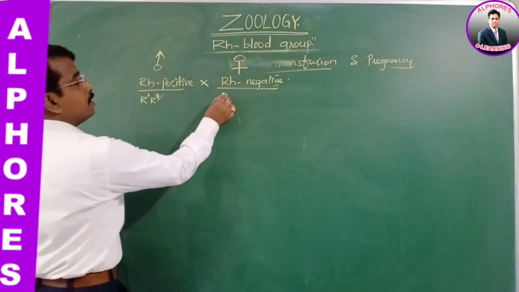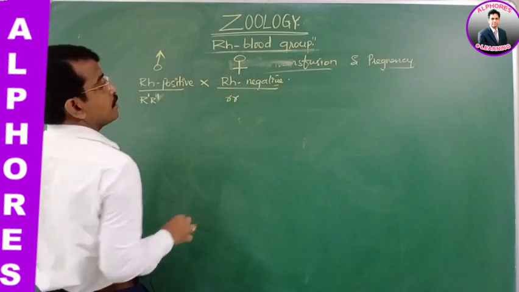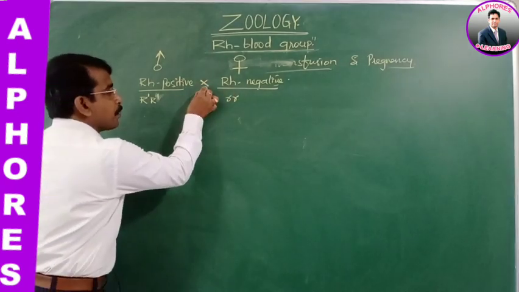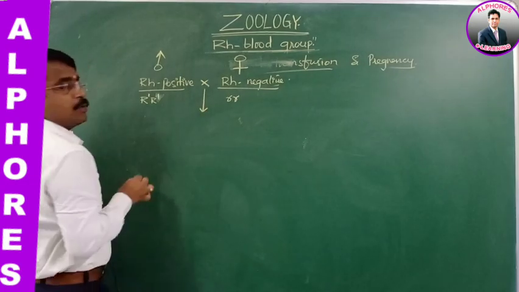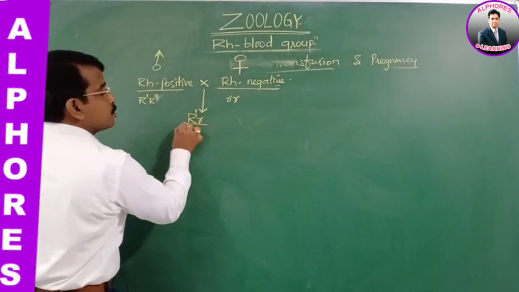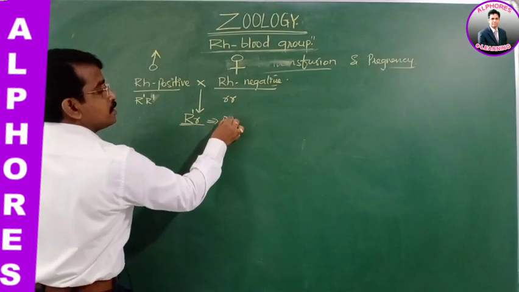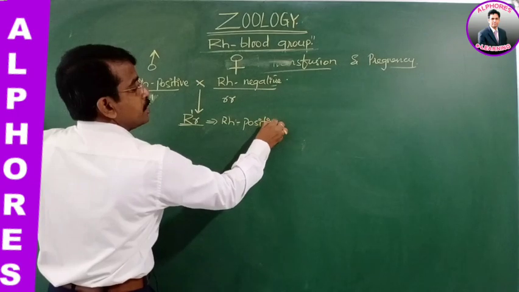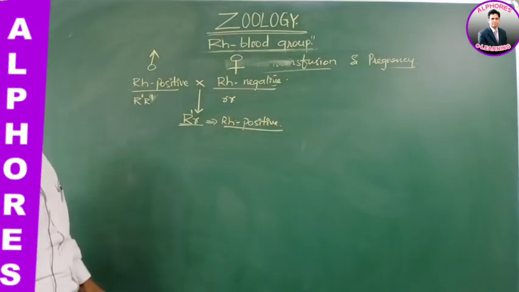Homozygous dominant, and the recessive is nothing but double recessive, Rh negative. So what is the probability of the child first to be born? Heterozygous. So he is also Rh positive. Is it right or not? The first baby born is Rh positive itself.